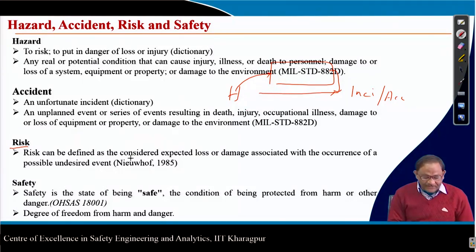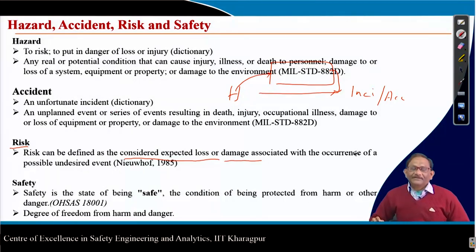Risk is defined as the expected loss or damage associated with the occurrence of a possible undesired event. For example, think of a chemical plant. If there is an explosion, what is the loss or damage due to the explosion? That happens because there are different kinds of energies involved in the chemical reaction, and when those energies go out of limit, they ultimately lead to an accident. So, how much hazard is there is quantified in terms of risk.